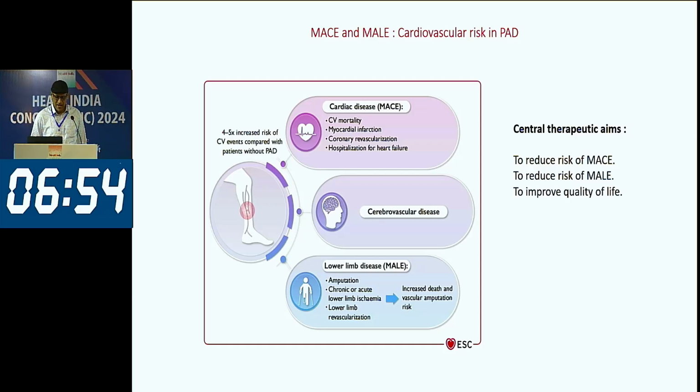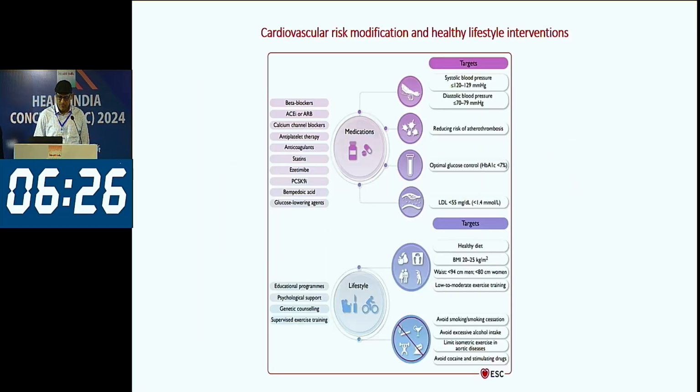So once you are managing peripheral arterial disease, the central therapeutic aims of management are to reduce the risk of MACE, the cardiac MACE that is involved with peripheral arterial disease, to reduce the risk of major adverse limb events, which includes amputation, chronic or acute lower limb ischemia or lower limb revascularization, and also to improve the quality of life. So these are the three central therapeutic aims for management of PAD.